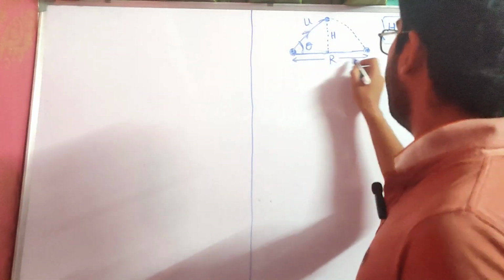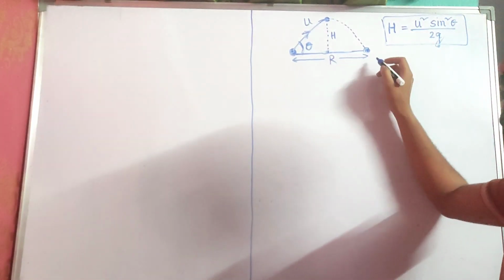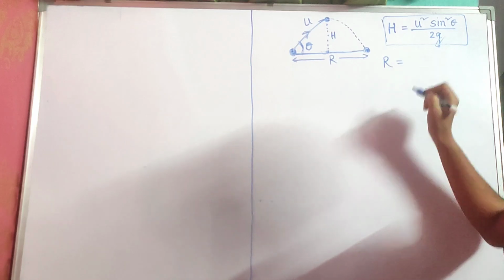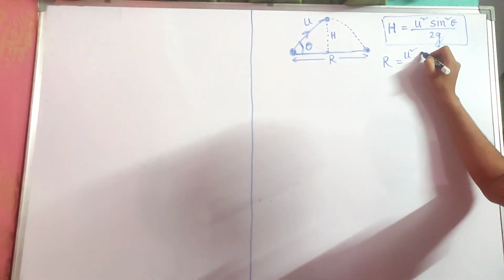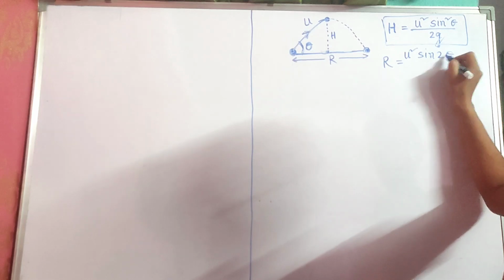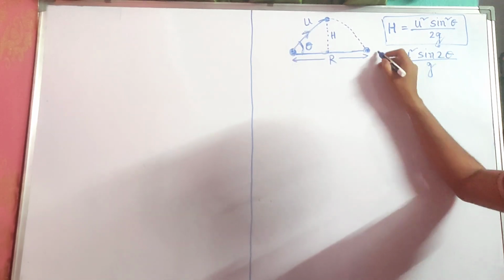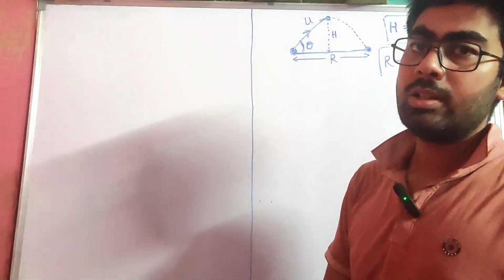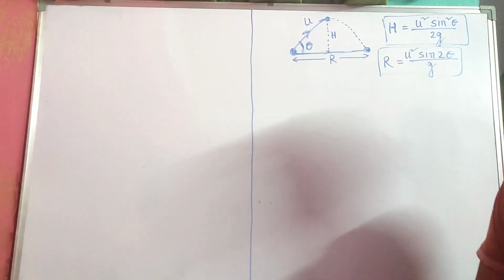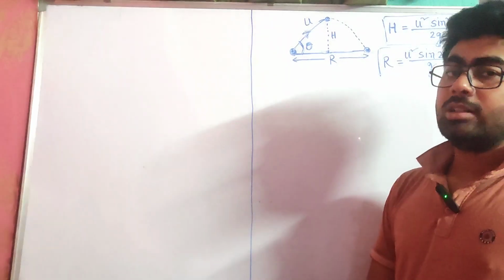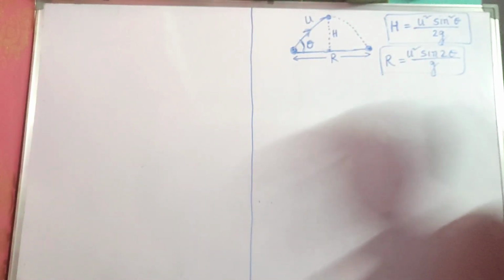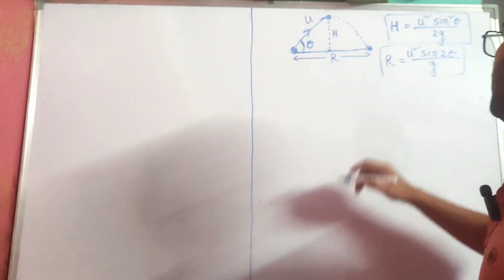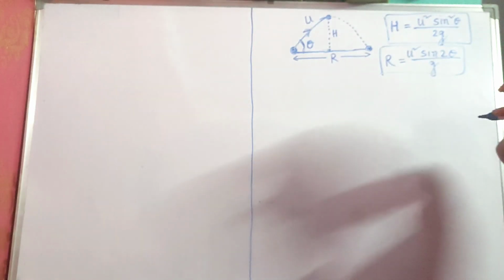And the range of a body, the horizontal range of a body, the formula is r equals u square sin 2 theta by g. This is the formula for a body moving in projectile motion, and when the horizontal range is r, then r equals u square sin 2 theta by g.